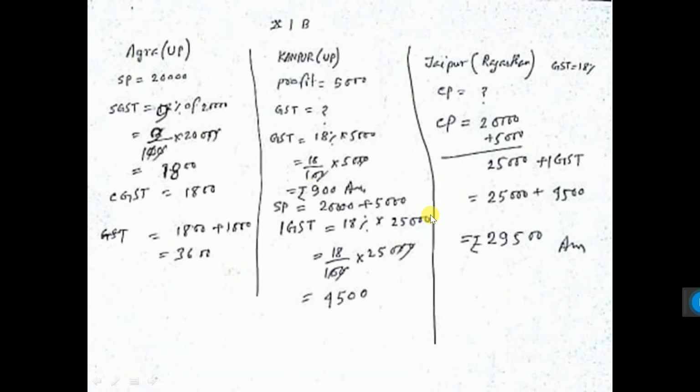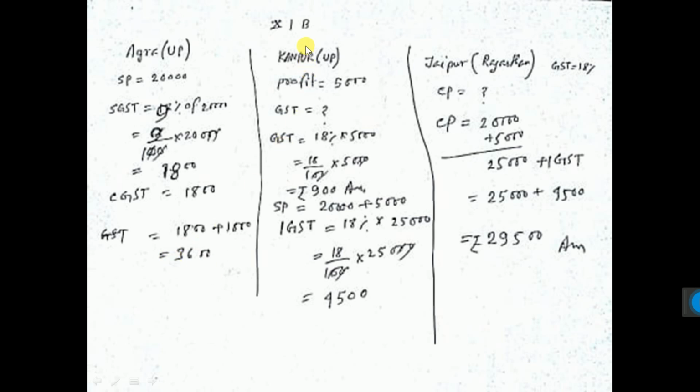You divide your page into 3 parts. Here Agra, then Kanpur, then Jaipur. GST rate 18%, in all cases it is told. Now here UP, so we have to calculate SGST, CGST in UP, because Agra sold to Kanpur in UP only. In the question it is told SP 20,000. So SGST will be half of 18%, that is 9% of 20,000. So 9 by 100 into 20,000, it is coming 1800. CGST also will be the same, 1800. So total GST would be 1800 plus 1800, 3600.